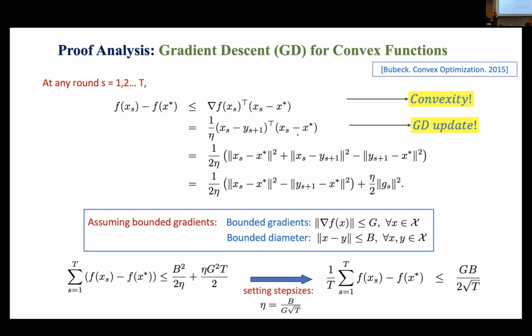And now if I set my eta, the step size that I was taking in the opposite direction of the gradient, it turns out that with suitable tuning of eta, b divided by g square root t, I get the rate that I have written at the top on the earlier slide. So I get this gb divided by square root t rate. Here, square root t is important because it shows that as time progresses, my optimizer becomes closer and closer to the true optimizer, or my prediction comes closer and closer to the true optimizer.